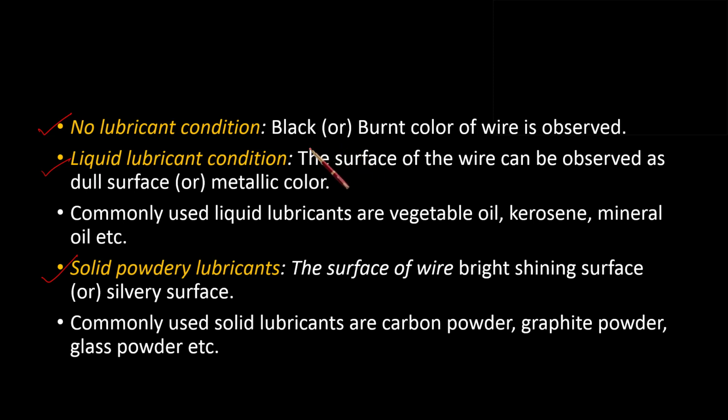If we use liquid, then because of the liquid, the surface becomes very dull, okay. Some of the liquid lubricants are kerosene, vegetable oils and mineral oils, which are very easily available, but the best one is solid lubricant, because when they are used, the surface we get is a bright shining surface, okay. Solid lubricants are generally carbon powder, graphite powder, and sometimes glass powder.